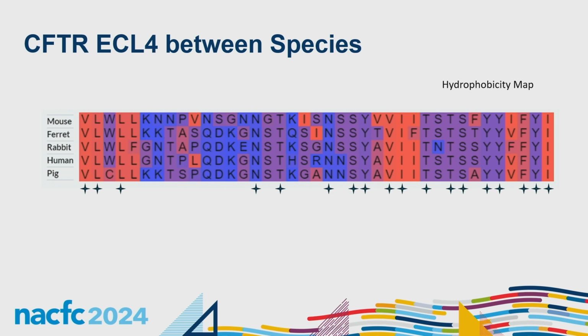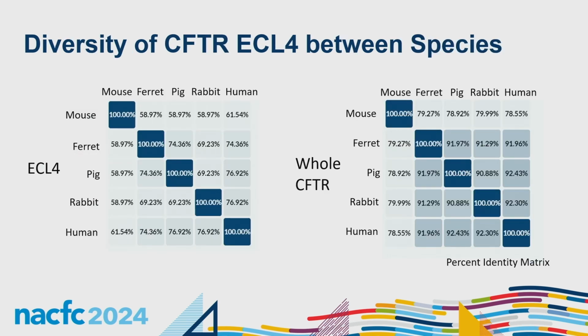To satisfy my curiosity, I calculated how much similarity there is between them. It turns out that CFTR ECL4 has really low similarity between species, even much lower compared to whole CFTR molecules. Sometimes I joke with my lab that if there were a competition between CFTR domains for diversity, ECL4 would probably win a medal.